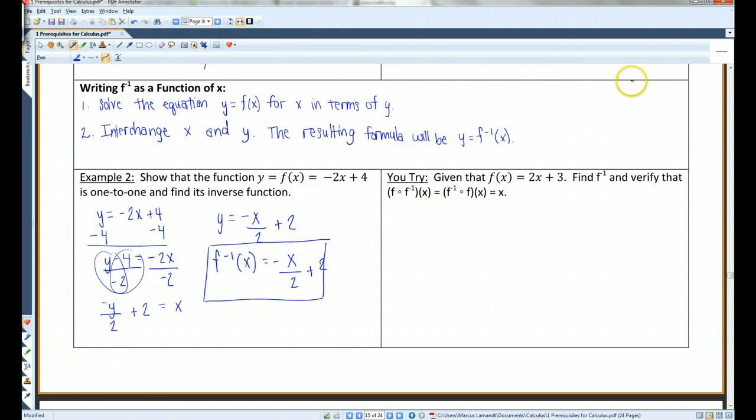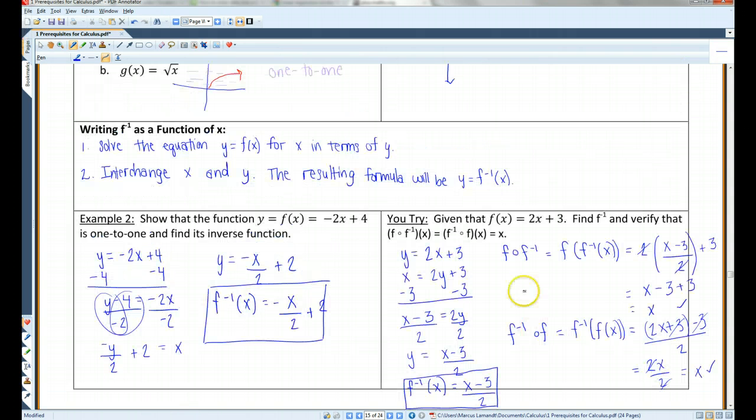Alright, go ahead and try this one. Alright, you guys should have something that looks like this. For this example, I switched x and y at the beginning just to show you guys that you can really do it either way, whichever way you feel more comfortable with. I switched x and y, then I subtracted 3, then I divided by 2, and this is what I got.